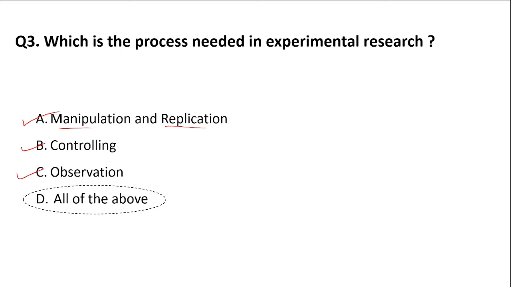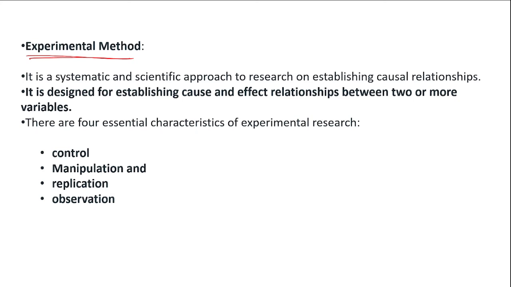Let's see the processes in detail. As you all know, experimental research is a research of scientific approach in which a causal relationship, meaning cause and effect relationship, is established between two variables, the independent variable and the dependent variable. The researcher can manipulate, control, replicate or observe the independent variable to show the effect on the dependent variable. Let's see what control, manipulation, replication and observation are.